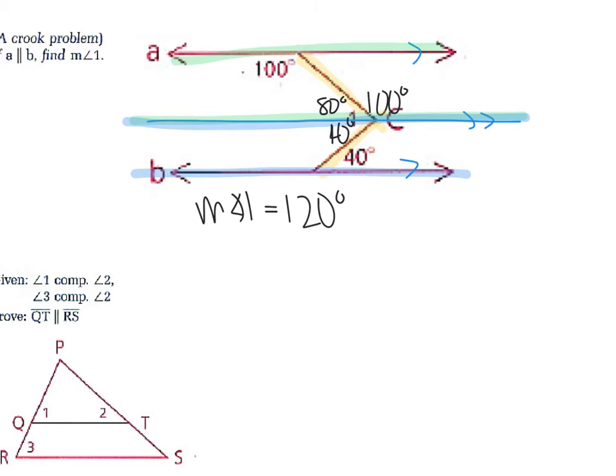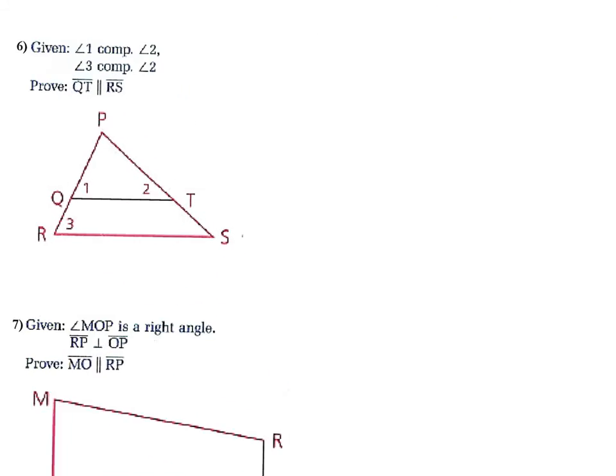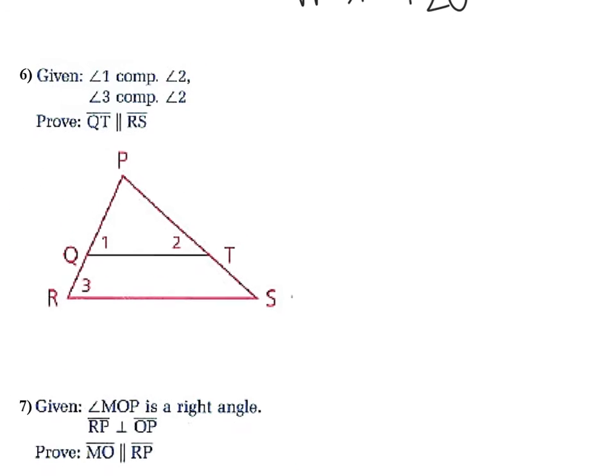Okay, so we're going to do two proofs together and then we're going to save the last proof for class. So it says, given 1 is complementary to 2 and 3 is complementary to 2, prove that QT is parallel to RS. So that means that we need to either prove corresponding, alternate interior, alternate exterior angles congruent, or same side exterior, same side interior that are supplementary.